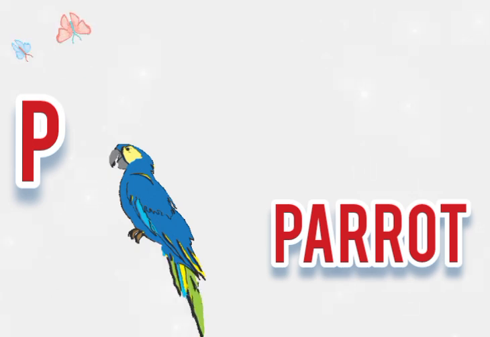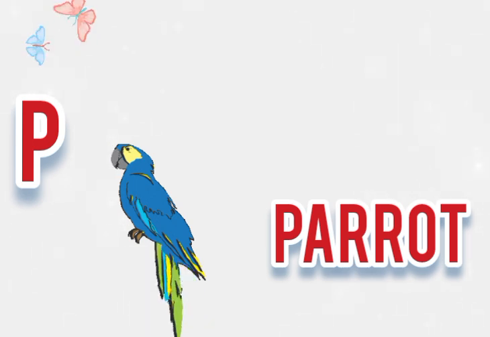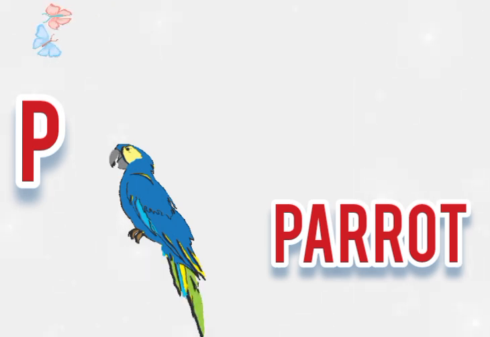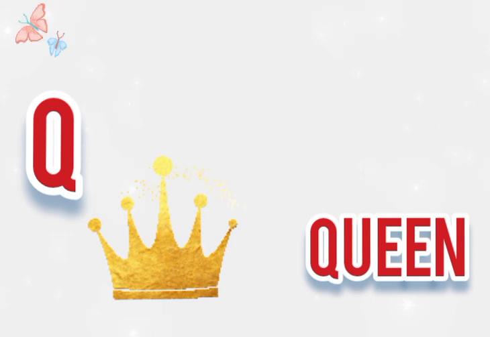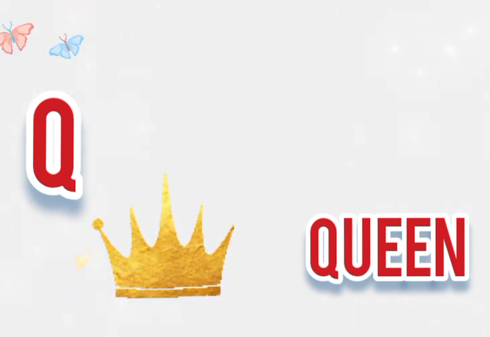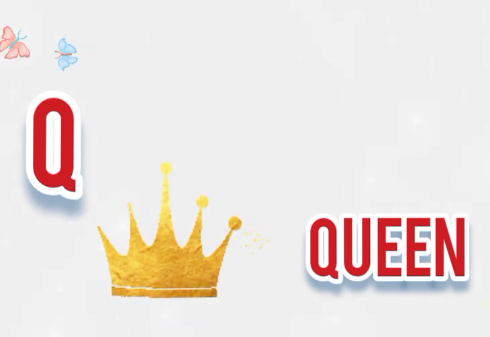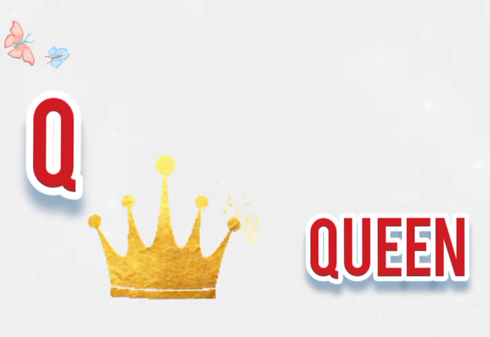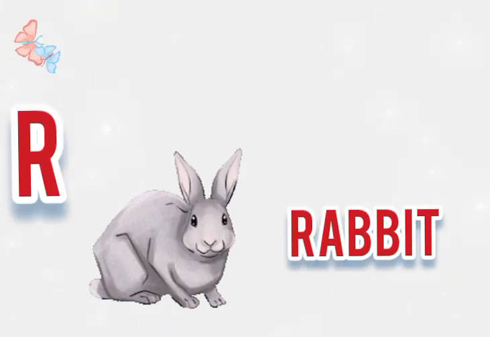P for parrot. P-A-R-R-O-T parrot. Q for queen. Q-U-E-E-N queen. R for rabbit. R-A-B-B-I-T rabbit.